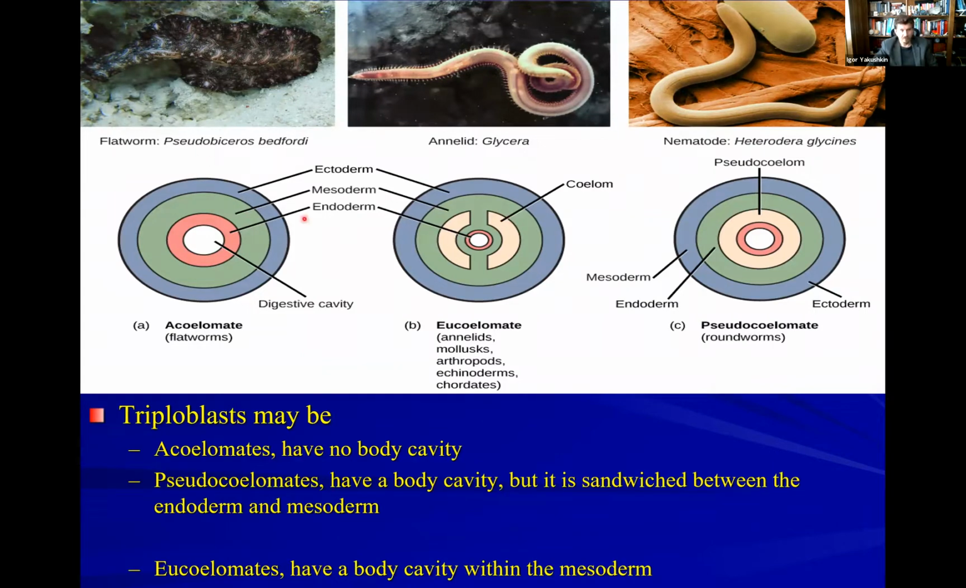So ectoderm stays exactly the same. Endoderm stays exactly the same. The thing is where the cavity is located. Here we don't have a cavity per se. So no cavity: acoelomates, flatworms, moving on. Now in a false cavity, the false cavity will be sandwiched between the mesoderm, green, and the endoderm, red, okay? This is where the cavity is located. This is where some of the internal organs will be located.